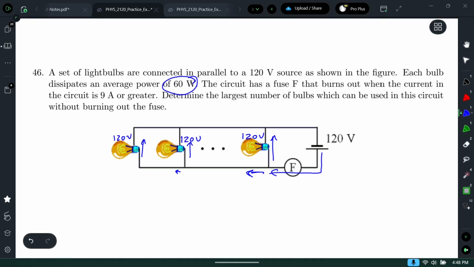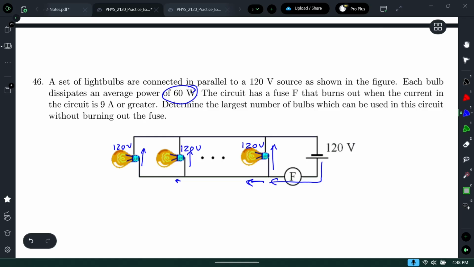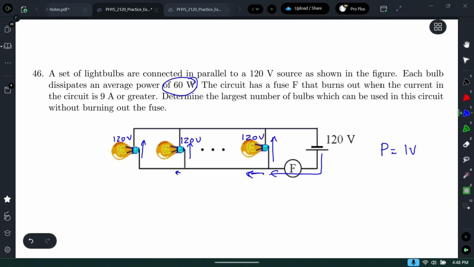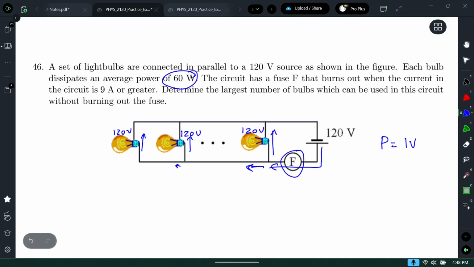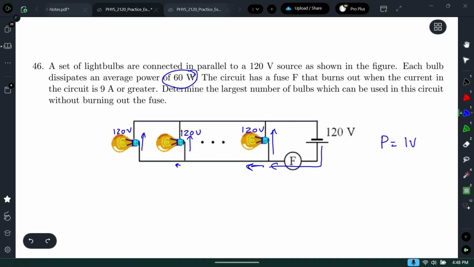So let's figure out how much current is going through each light bulb. If they dissipate 60 watts of power, well, this is that one case where it is kind of convenient to use IV because I want to relate the current and the voltage. Reason being because I want to figure out the current that blows the fuse. That's why we're looking for current. So current is power over voltage, 60 watts over 120 volts. So 0.5 amps passes through each light bulb.